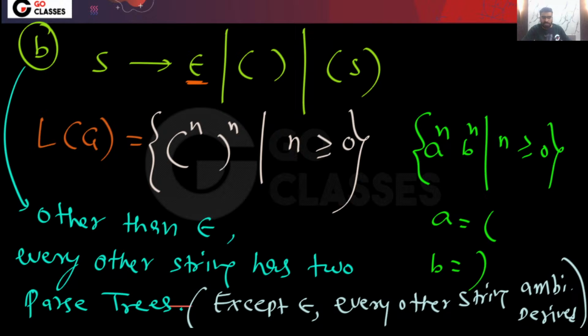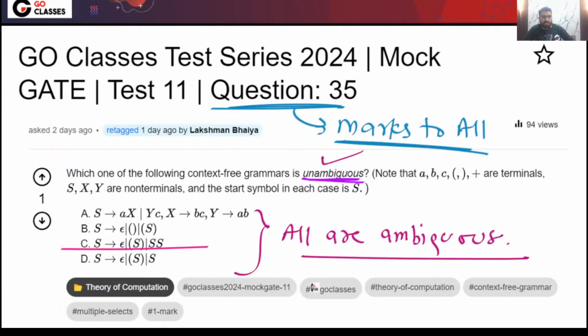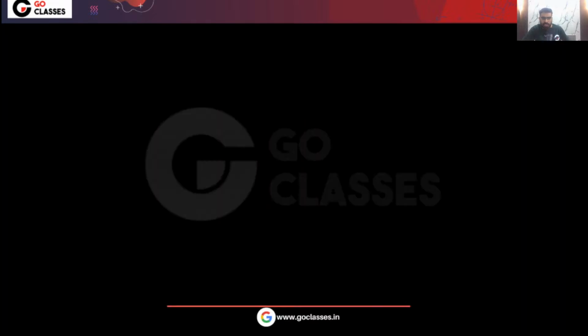Okay. Now let's see what about option C. Option C is also ambiguous grammar, because which string will have more than one parse tree? Can you give me at least one string which will have more than one parse tree? So let's look at option C.